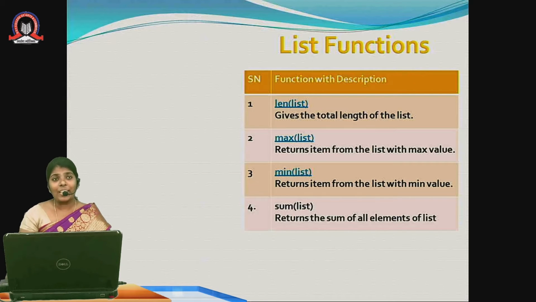Next, max of list. Max of list will give the maximum value of the list. Then min of list. Min means minimum. So it will give the minimum value of the list. What is the minimum value in the list? That will be given if you use min of list.